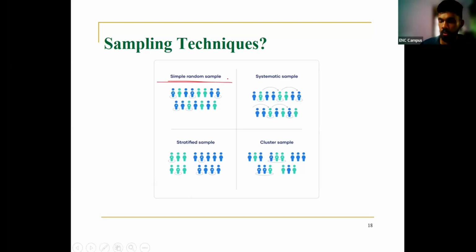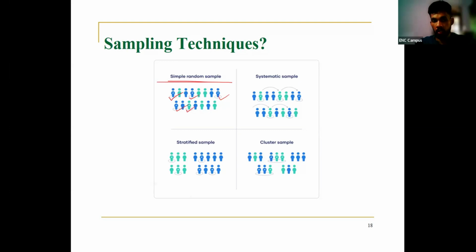Simple random sampling, right? In simple random sampling, we randomly pick elements from the population. Think of it as we put everything into a ball and randomly pick elements. So every element in the population has an equal chance of being selected, right? This technique is used when the population is homogeneous and the complete list of the population is available.